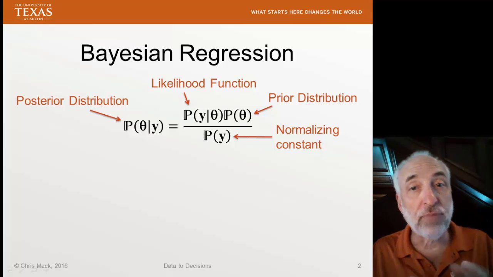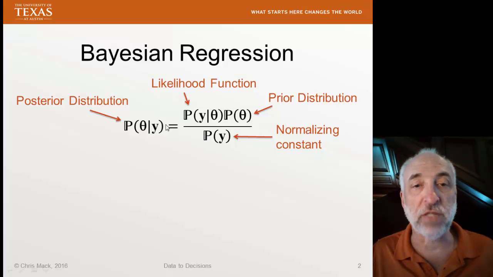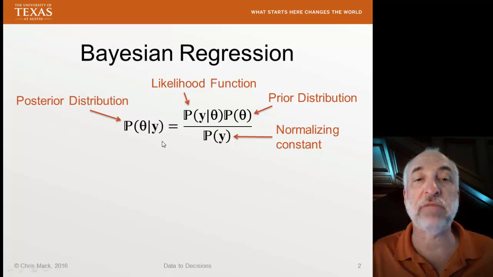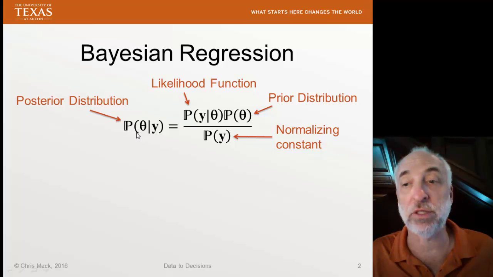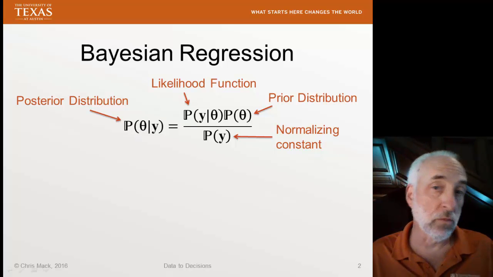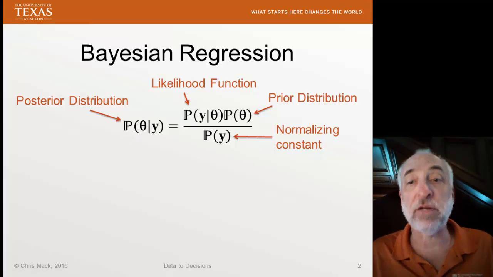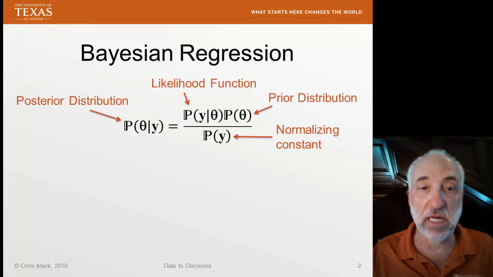But in the Bayesian regression approach, we flip things around and we ask, given a set of data, what's the probability distribution for the parameters in our model? To make this conversion, we need to know the prior distribution and the normalizing constant.